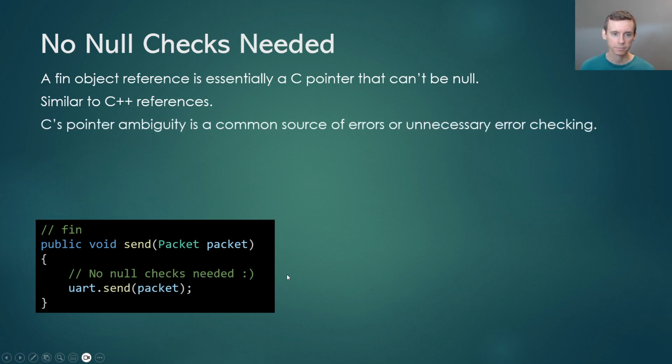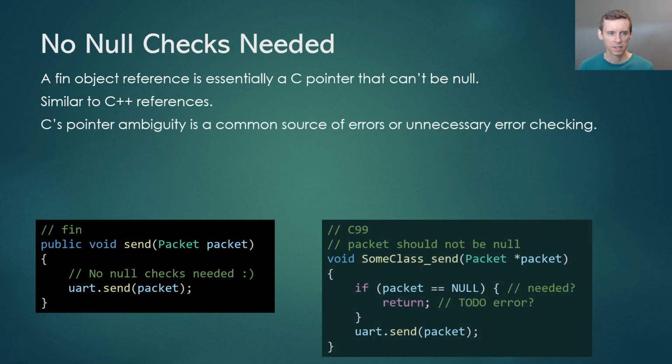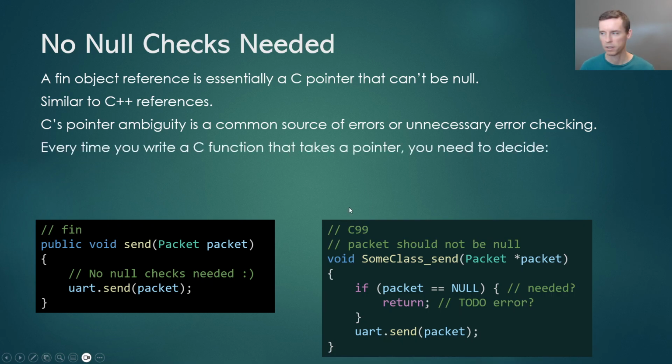Now, C's pointer ambiguity, because we use pointers for many different things like optionals and input or output parameters, is often a common source of errors and sometimes results in unnecessary error checking. So here's a tiny little example. Well, let's pop this out here too.